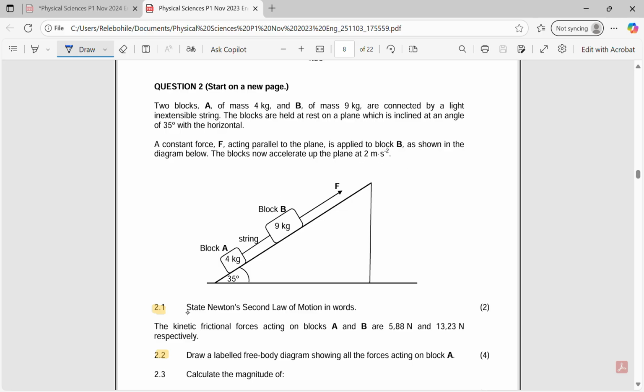Then 2.1 says state Newton's second law of motion in words. So this law, guys, talks about a net force, right? And that net force will be applied to a certain object. And when that happens, the object will accelerate in the direction of the net force, where acceleration is directly proportional to that net force and inversely proportional to the mass. But like I said, I want us to use the exam guideline to give that definition.